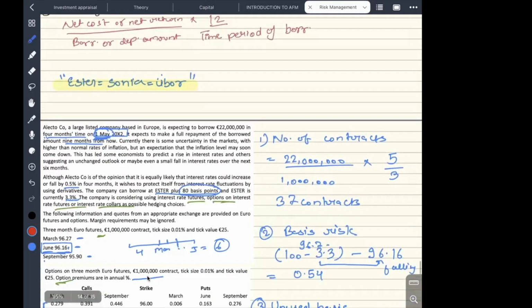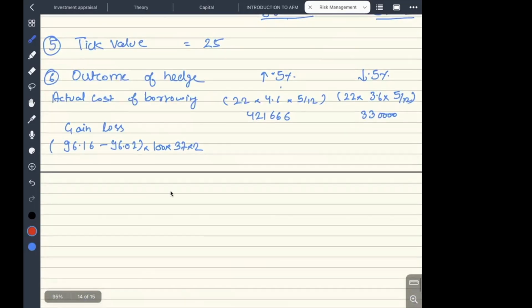Now over here, what is it that we are doing? We are borrowing, so we are selling at this rate and buying at this rate. Sell now, buy later. If we sell at 96.16 and buy at 96.02, will we make profit or loss? Sir, we will make profit. Correct. So just solve it. And how much are you getting? 12950.